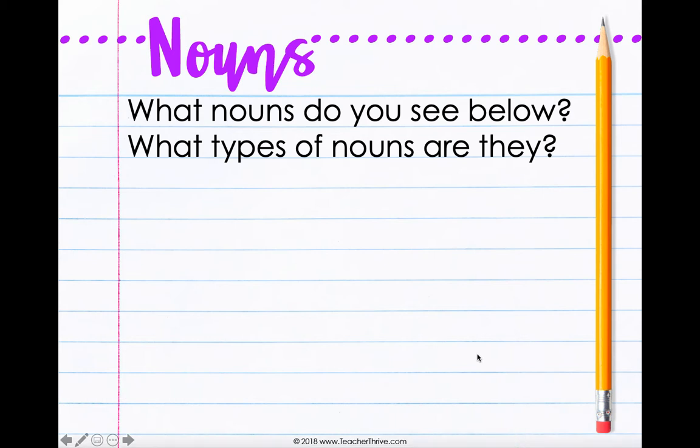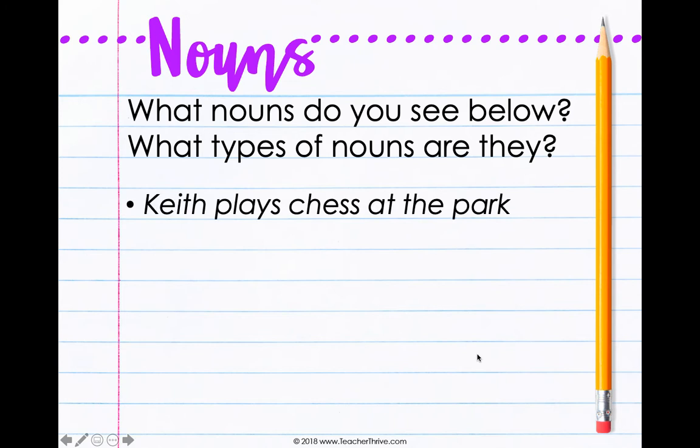Okay, kiddos. So we're going to jump into some sentences. Here is the first sentence that we're going to talk about. What I'm going to do is read the sentence to you. You're going to pause the video and, on a piece of paper, write down all the nouns that you think you see. Okay, so: Keith plays chess at the park. Pause the video and write down any word in this sentence that you think is a noun. Okay, one more time. Keith plays chess at the park. Any words that you think are a noun, pause this video and write them down.